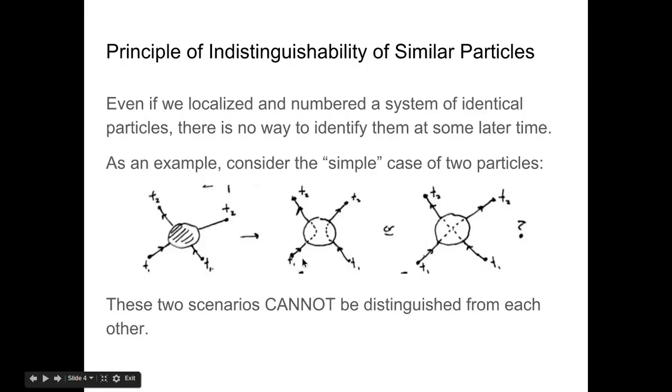So in other words, this particle might have come in and then rebounded and gone this way, and this particle came in and went that way, or maybe they crisscrossed, maybe they crossed paths. And in quantum mechanics, we can't distinguish between these two scenarios because we can't follow the particles at all times.